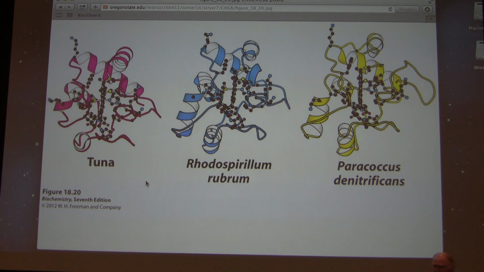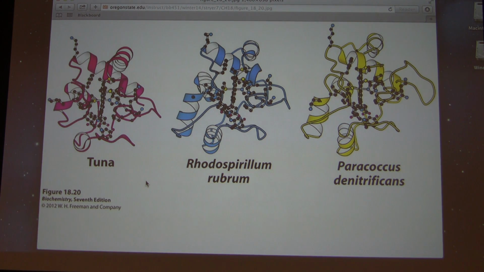When we compare the cytochrome Cs of different species, we see some commonality of structure. Look at the common structures that we see from very different species. This coming from tuna, this coming from Rhodospirillum rubrum, and this from Paracoccus, whatever that is. But the point is that they're not that different. The structure is conserved, which tells us that if we put human beings' cytochrome C up here, it would look very similar as well. When we see structures conserved over evolutionary time, it tells us that the structure is very critical for the function of the cell.